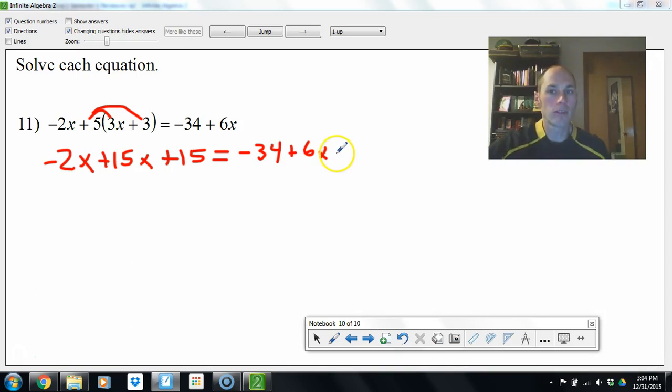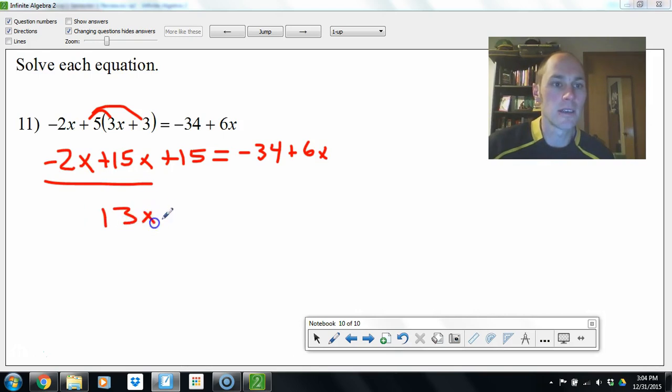Okay, next step after I've distributed, I need to combine like terms. So I can combine negative 2x and positive 15x to get 13x. And I got positive 15 equals negative 34 plus 6x.